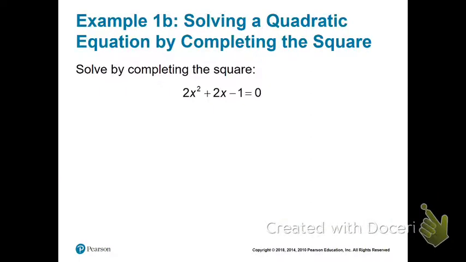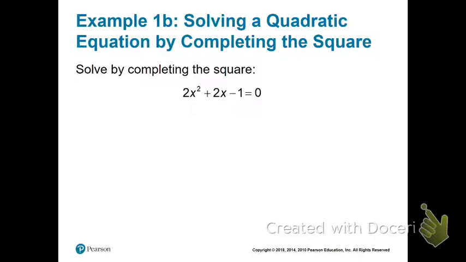All right, so 1b. So this one I added into the notes, so you may not have it in your notes. Be careful because example 2 looks just like it, but it's got different directions, okay? So we're working the same problem. We're going to do example 2. We're just going to do it by completing the square. In example 2, we're going to use a different method.